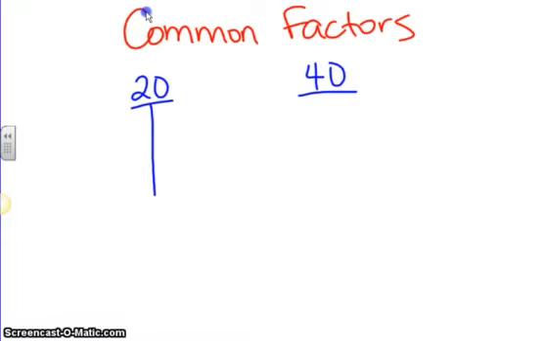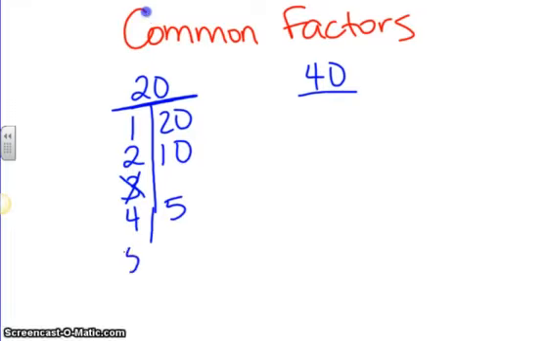The first thing I would do is list all the factors of 20. I have 1 times 20, I have 2 times 10, 3, no, 3 does not go into 20. I have 4 times 5, and I stop at 5 because when the table repeats, we don't go any further. So I stop here. So there's all my factors of 20.